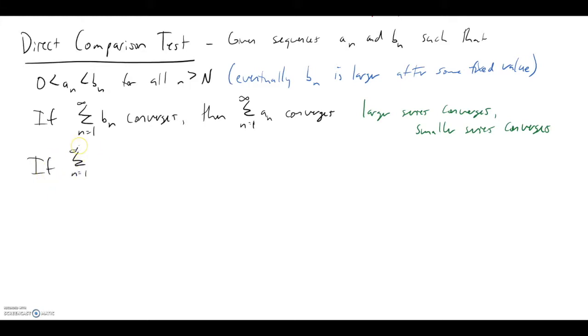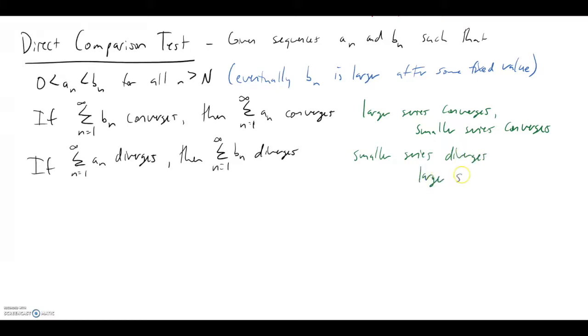And the other side of the direct comparison test states that if a sub n diverges, then the series for b sub n also diverges. And again, to put this in simple terms, if the smaller of the two series diverges, the larger series must diverge. If a smaller sum is infinitely large, then the larger sum must also be infinitely large.